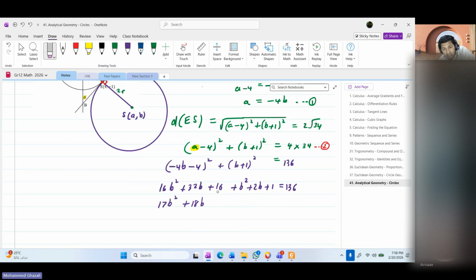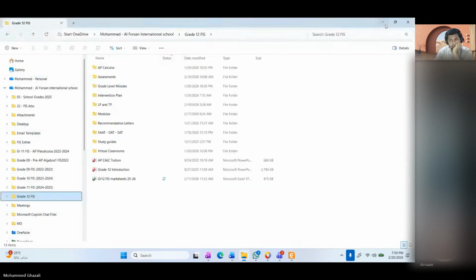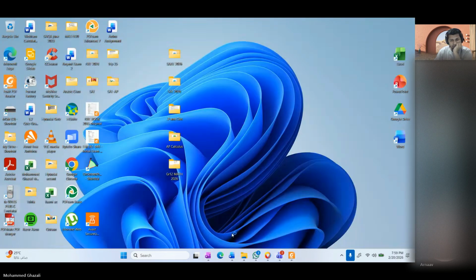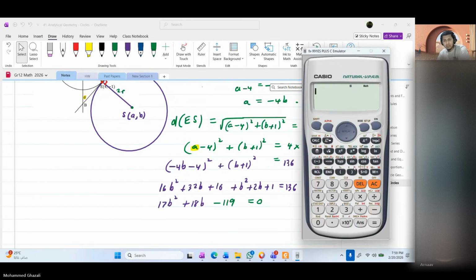You got 16 plus 1, which is 17. 17, that's minus 120, minus 119. Guys, just check if this works on the calculator quickly. Mishka, you checking? Mode 5, 3. We got 17. We got 18. And we got minus 119.